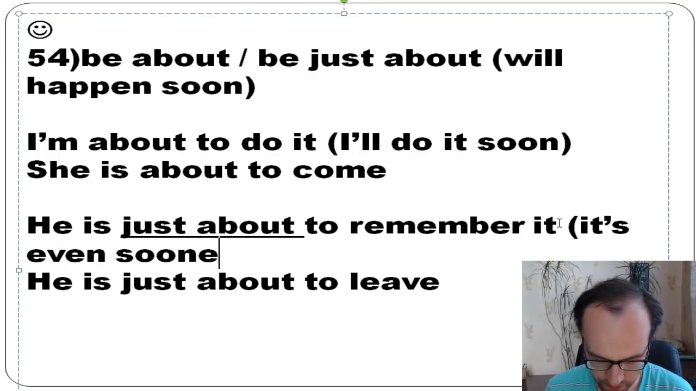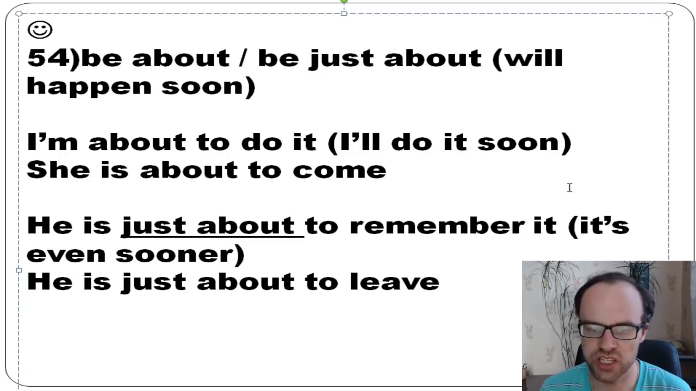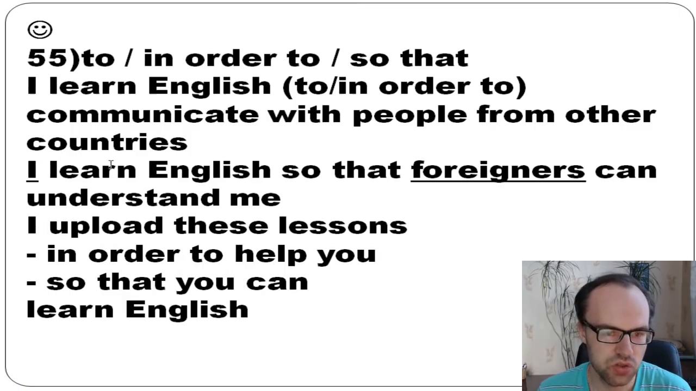So this phrase sounds stronger. He's just about to come means that he will come really soon. He's just about to remember it, so he'll remember it really soon, okay? He is just about to leave. It means that he will leave really soon. So maybe in a minute, or in a second, or in 10 seconds. So it's stronger than be about. Okay, good.